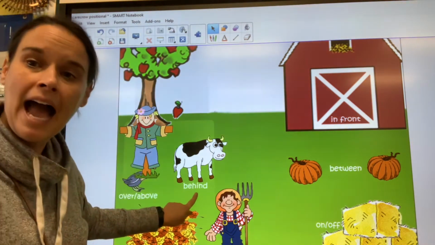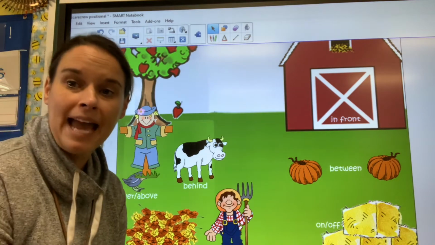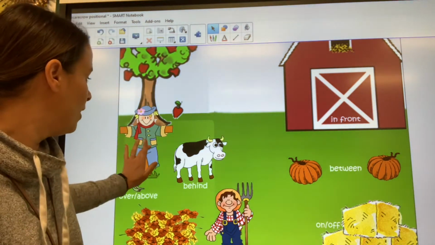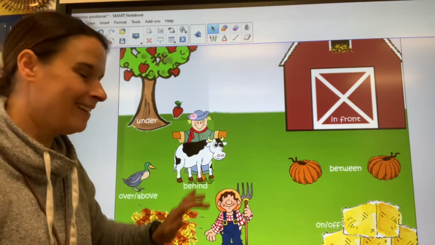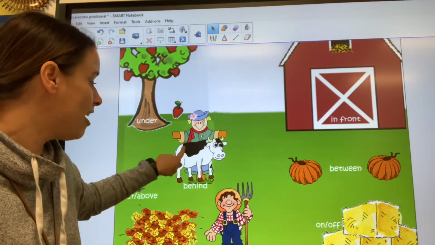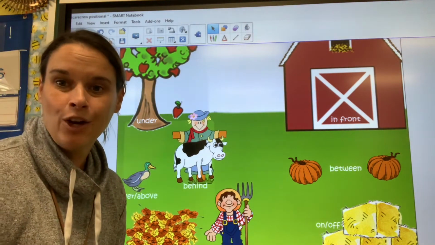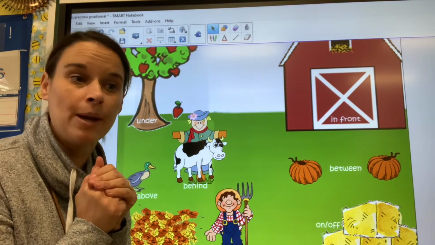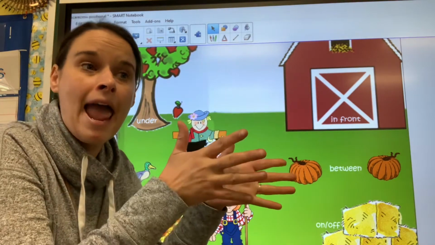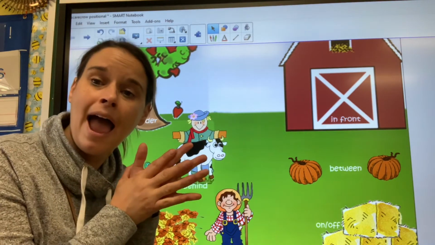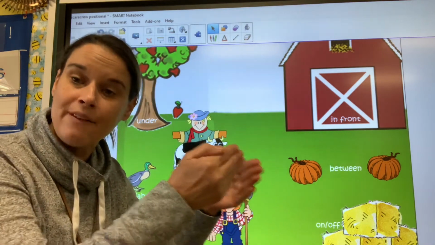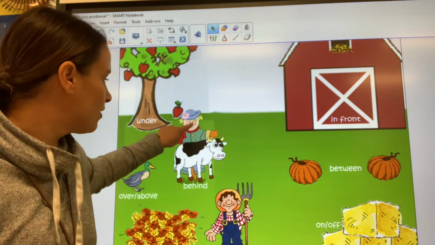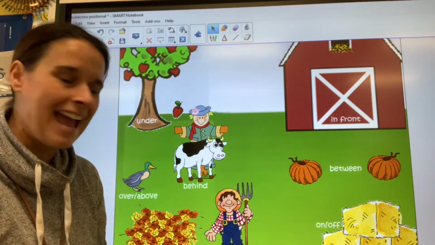Now this says behind. I'm gonna put the scarecrow behind the cow. See, he went behind it. We can't see all of him. He's behind it, right? When we line up in school, when we go to gym, sometimes I say, line up behind Allie, or line up behind Dawson. Everybody gets behind him, right? So the scarecrow is now behind the cow.